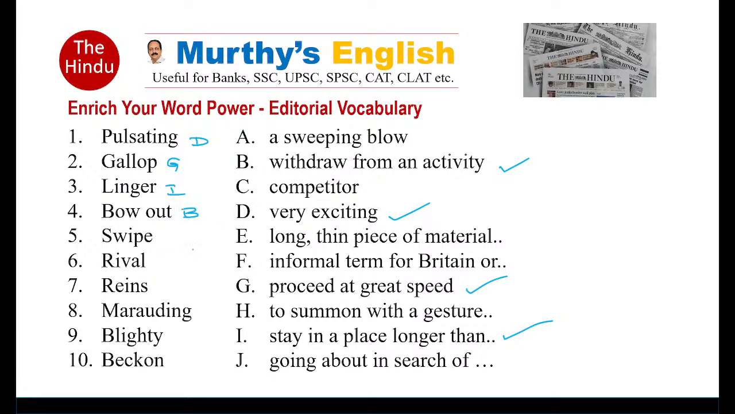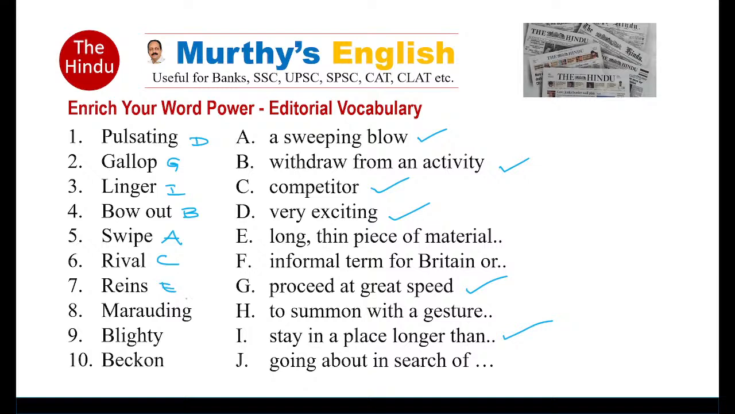Bow out: withdraw from an activity. B. Swipe in the context of the editorial: a sweeping blow. Rival, one word, competitor: one who competes for the same objective. C. Reins: long thin piece of material, usually leather, to control a horse.